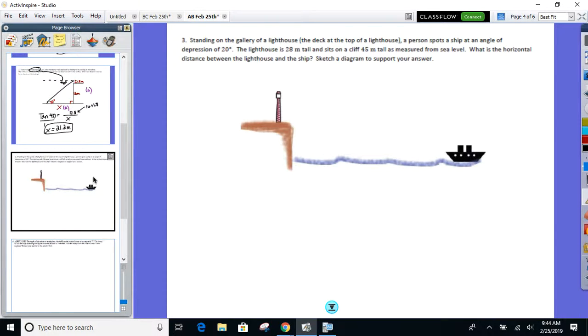Another angle of depression problem. Talk it over, make sure you got the diagram correct. I'll give you 3 minutes. Angle of depression of 20 outside the triangle. So draw your horizontal line across. It forms an angle of 20 degrees to the ship. Make sure the 20 is outside, not inside. 20 degrees.